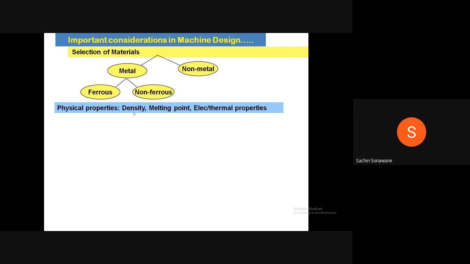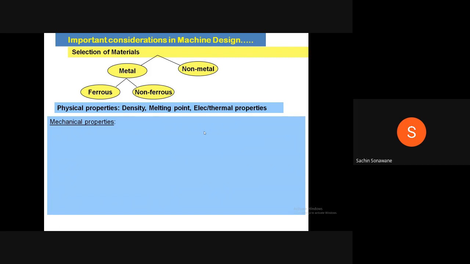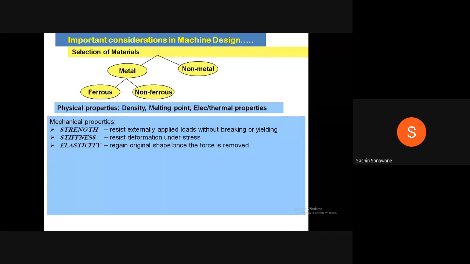Physical properties also have to be considered: density, melting point, electrical and thermal properties. Mechanical properties such as strength. Strength means resist externally applied loads without breaking or yielding. Stiffness, resist deformation under stress. Elasticity, regain original shape once the force is removed. Plasticity, property which retains deformation, which is required for forging.